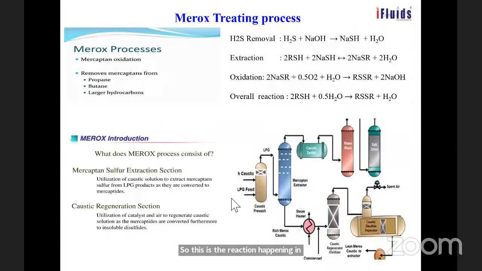Now we will move to the Merox treating process. This is called the sweetening process. This Merox treatment is required because most of the hydrocarbons have sulfur in one form or other, especially propane, butane, LPG, kerosene. So this sulfur has to be removed. What we have seen in the hydrotreater is one way of removing sulfur. Merox treatment is another way of treating.